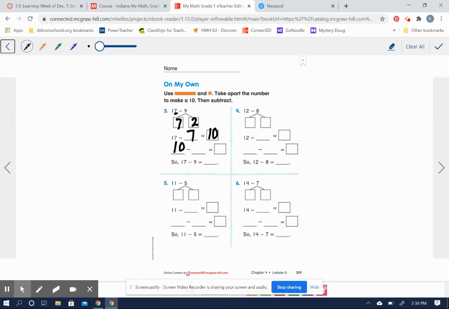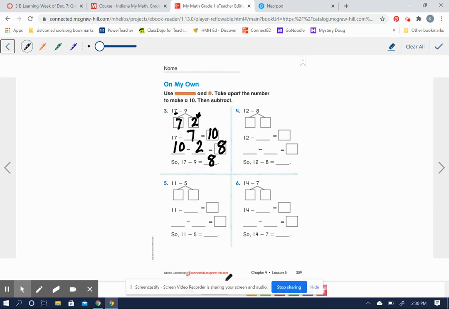Now we're putting 10 here. 10 minus, okay, this is the one we have to subtract now, 2. 10 minus 2 equals 8. So 17 minus 9 equals 8.